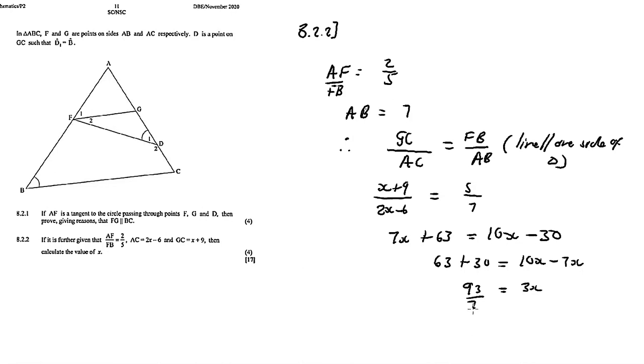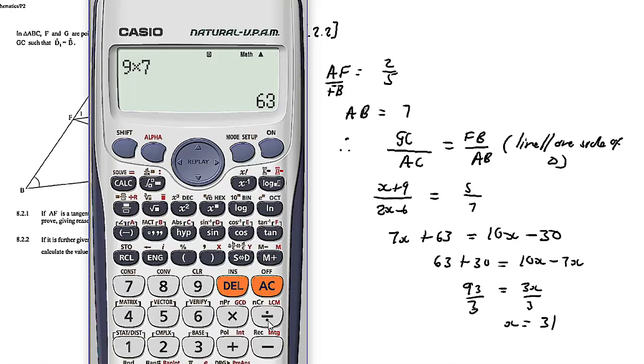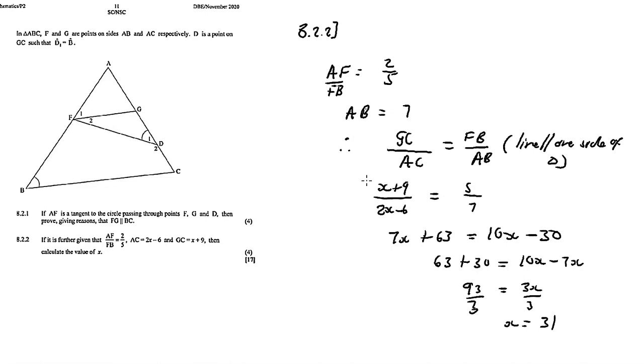Divide both sides by 3. 3x is equal to 93. Let me confirm: 93 divided by 3 is 31. So x is 31, this is our final answer.